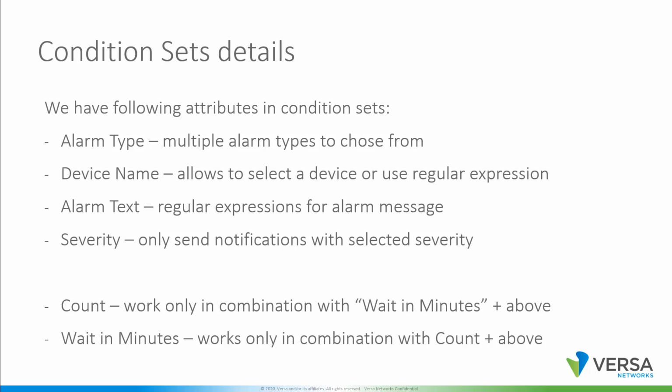The principle is the following. If an event of a certain type is happening this number of occurrences within this number of minutes, only then we will send notification. For example, if you set count to 5, minutes to 2, and the severity is critical, it will send notification when during 2 minutes we will have 5 events with severity of critical and more.